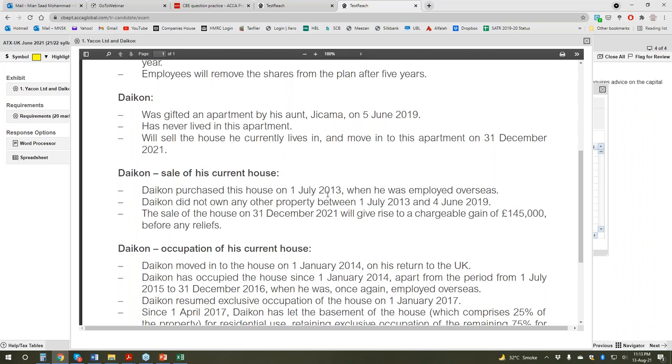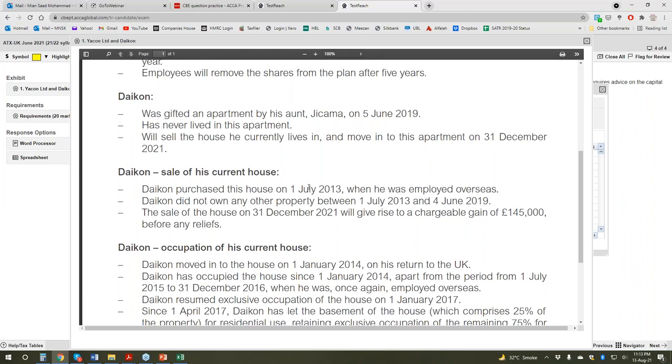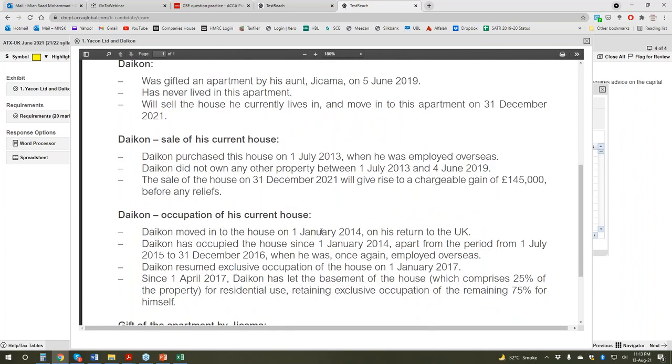Daikon purchased his house on 1st July 2013 when he was employed overseas. So he didn't return to the house till January 14. So how many months will it be? 6 months.